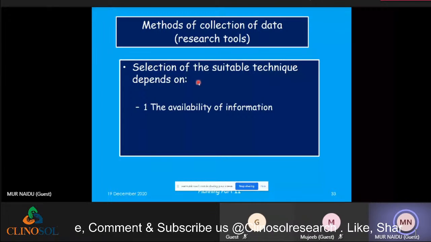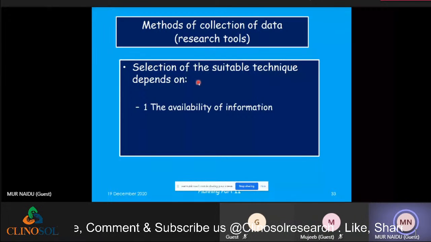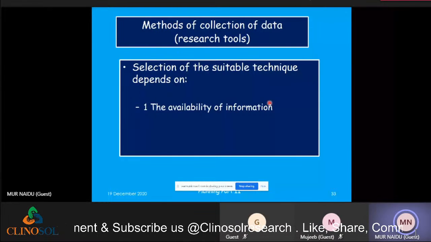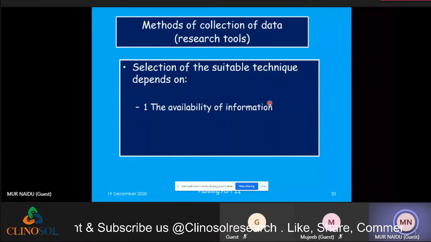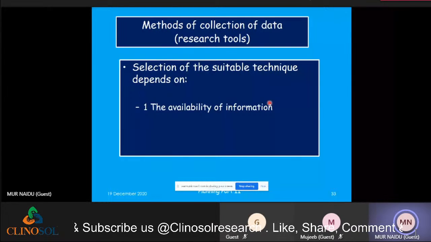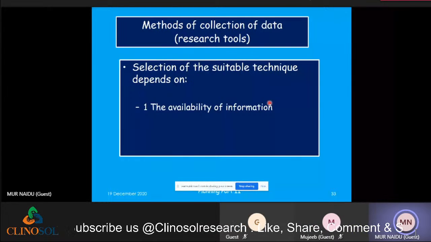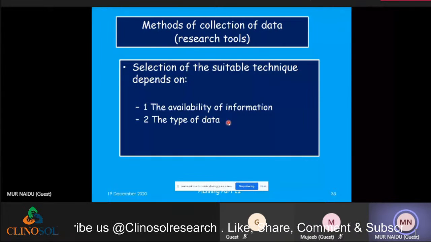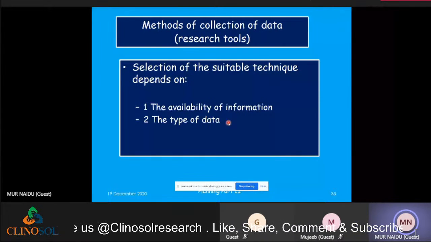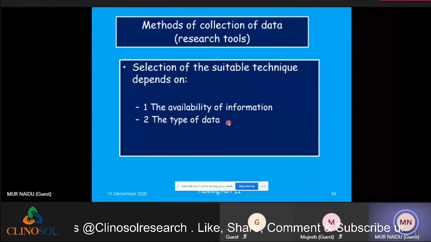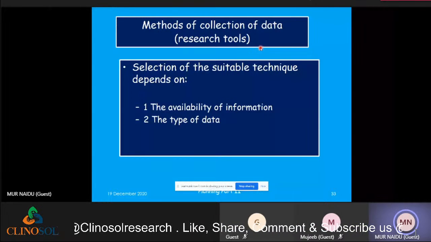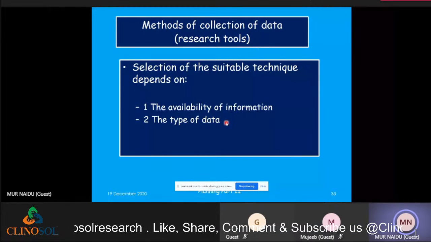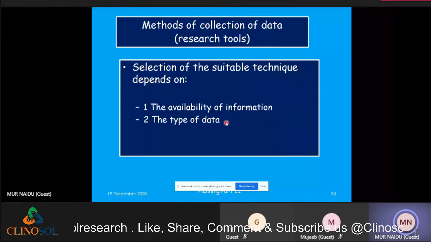Type of data: what type of data do you want to collect? Is it objective or subjective? Suppose it is subjective data, naturally the research tool will differ. If it is objective data like blood pressure or temperature, this is purely objective data, you can record it. You can see by your eyes what is the fall in the temperature, what is the change in the BP. So with type of data, again the research tool will differ. For subjective data you will need a lot of scaling systems.